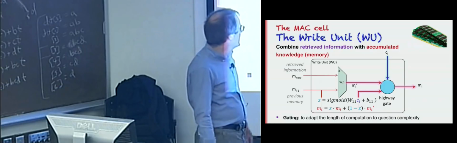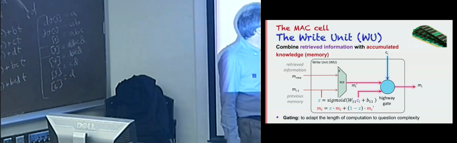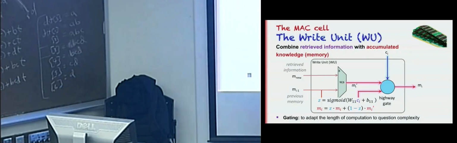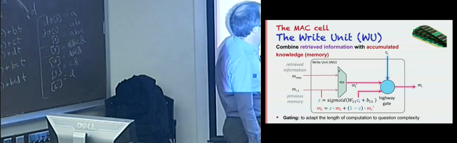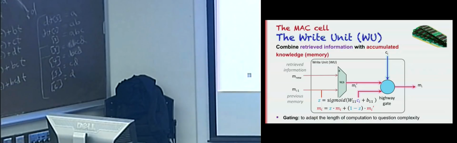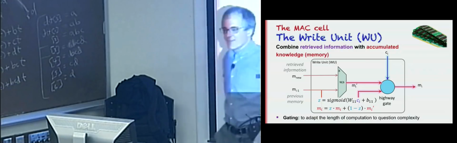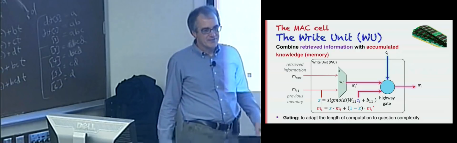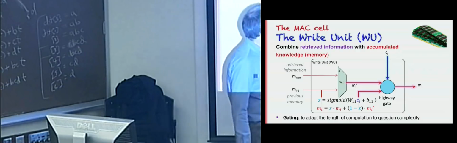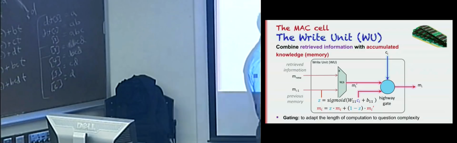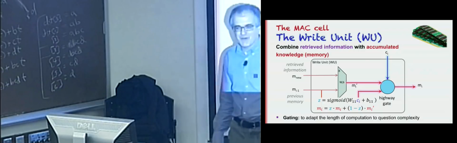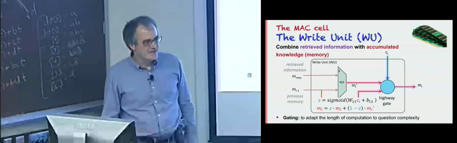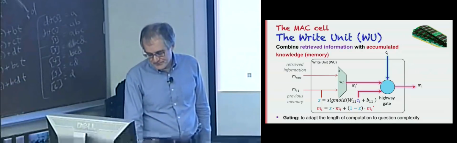And so an obvious way in which you can stop is putting in a highway gate so that the control can determine to what extent you use the new memory versus you just carry along the previous memory without changing it. And so the idea is the model should be able to learn that after 4 steps, it's finished its reading process. And then for the next 8 steps, it just copies across the previous memory and does no more inferencing because there's nothing else to do.